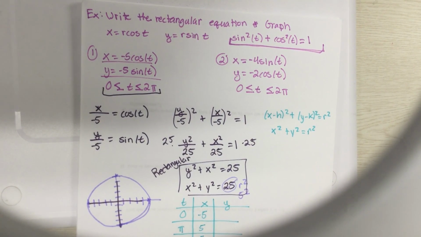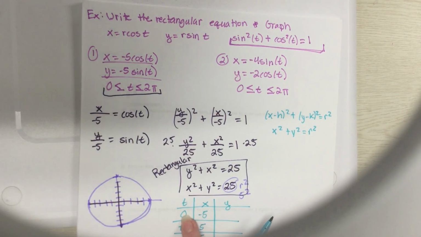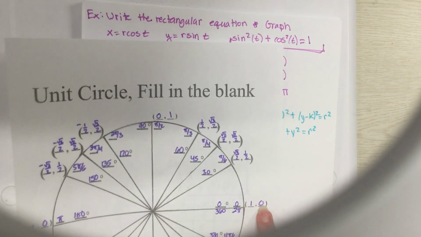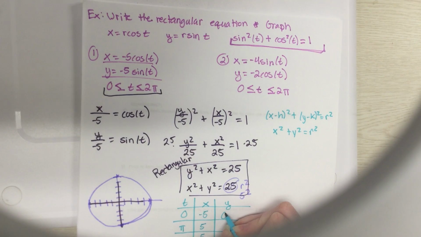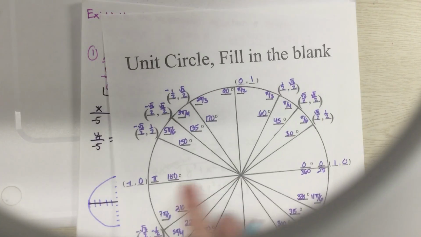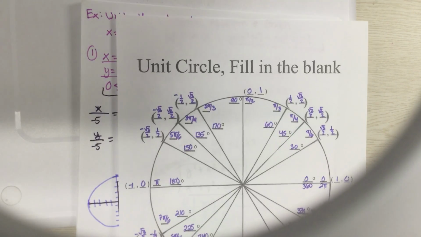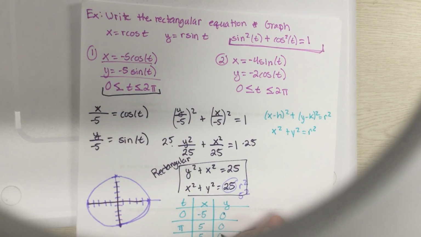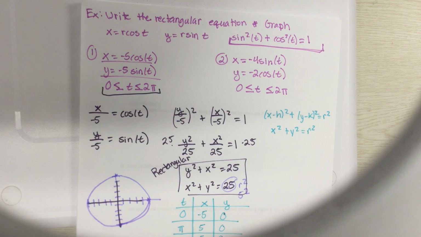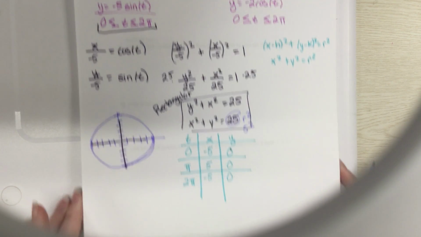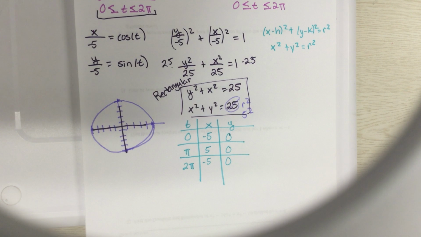All right, and so let's do y. The sine at 0 is just 0, so that's gonna become 0. And the sine at pi is still 0, so that'll be 0, and 2 pi will be 0 again. All right, so we have a good start here.